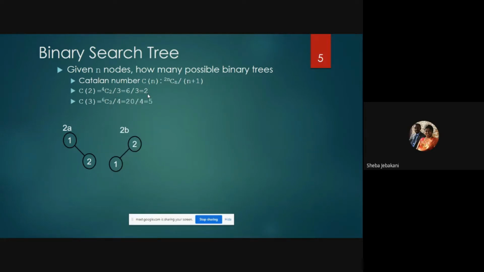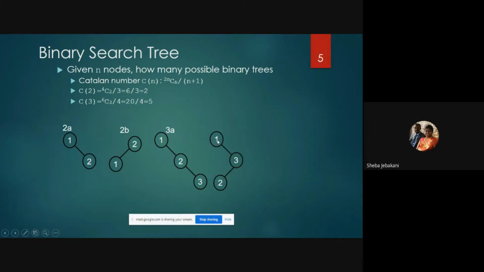When you come to three nodes, it will be 2 into 3, that is 6. 6C3 divided by 4 gives me 5. So what are the 5 binary search trees that you can have? I said the right subtree values should be greater than the parent, and the left subtree values should be less than the parent. So this is possible.